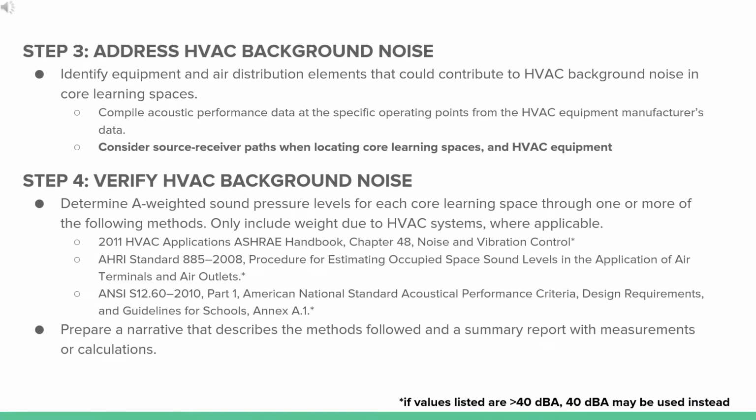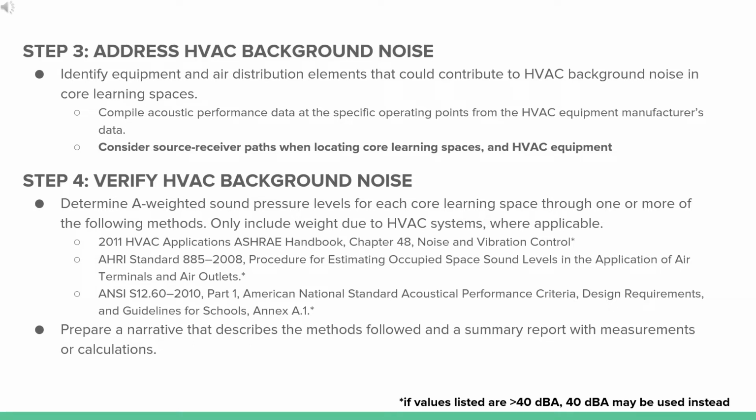Step 3 is to address the HVAC background noise. Identify equipment and air distribution elements that can contribute to HVAC background noise in core learning spaces. Compile acoustic performance data at the specified operating points from the HVAC equipment manufacturer's data. Be sure to consider source receiver paths when locating core learning spaces and HVAC equipment.